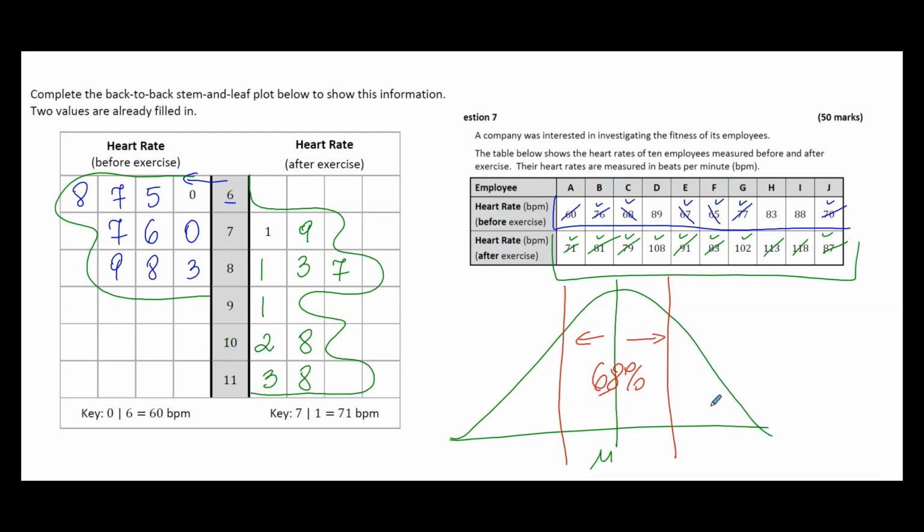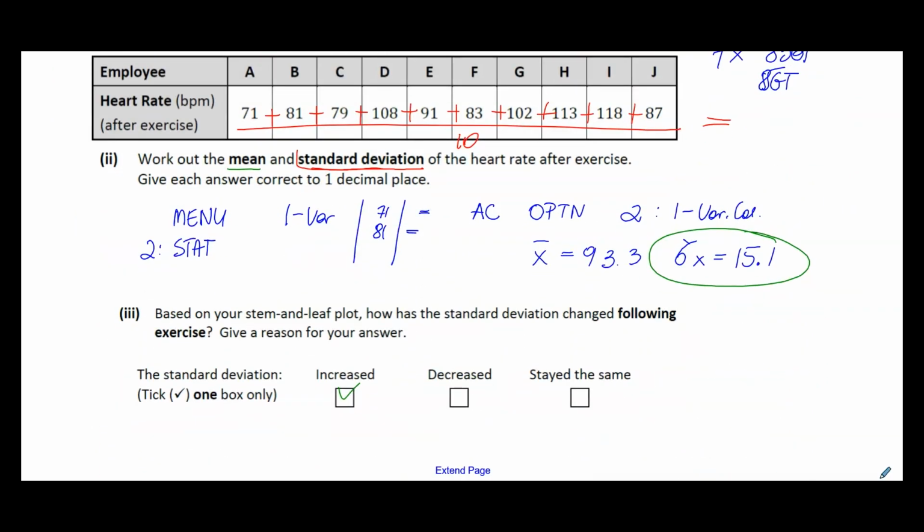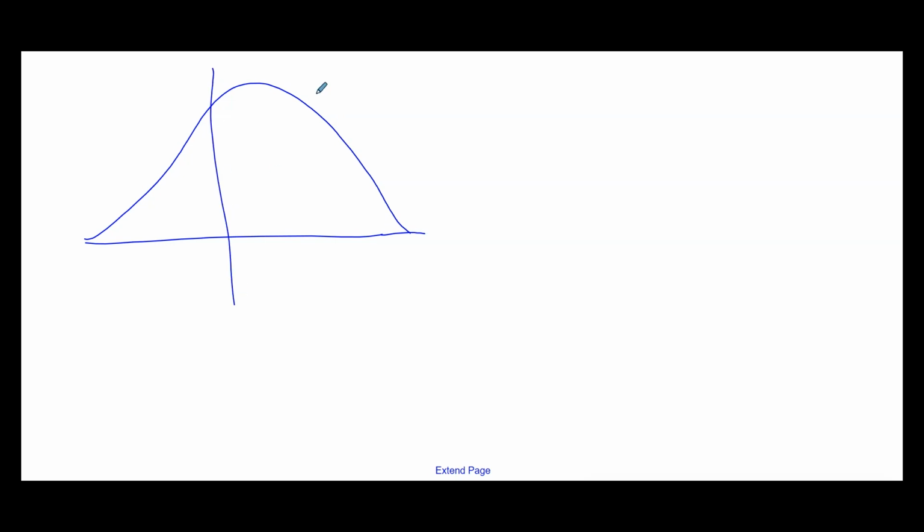Now, let's think. Here, if that is the mean and standard deviation, let's say the mean is 10 and we are going +2, -2. So we're going to have 8 here and we're going to have 12, isn't it? So that data will be very concentrated around here.